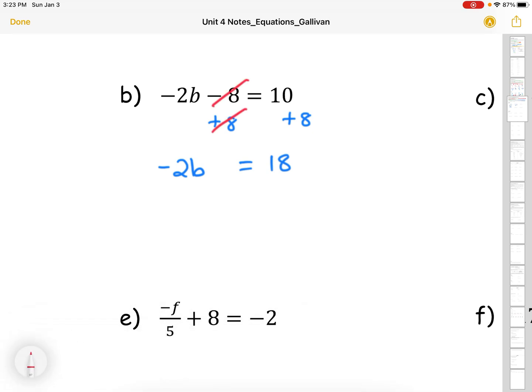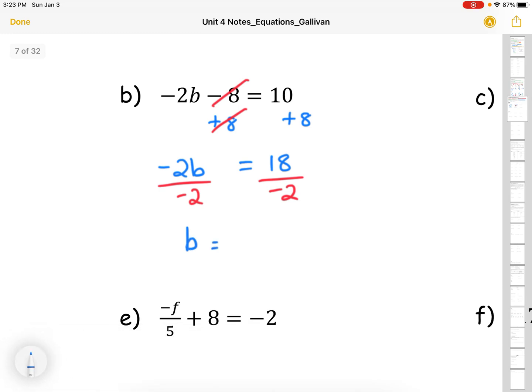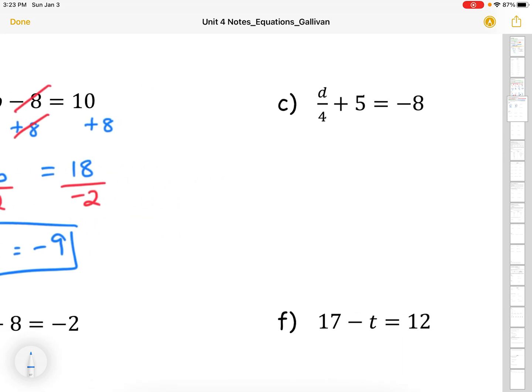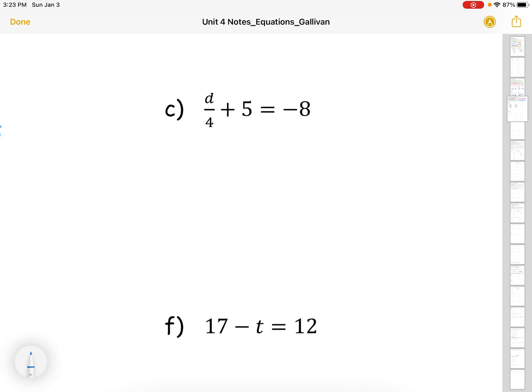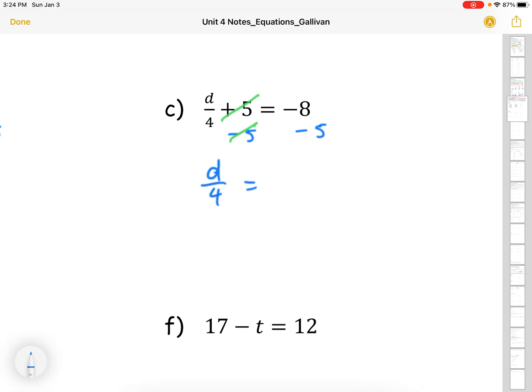And remember, minus 8 plus 8 equals 0. Then we're going to divide both sides by that negative 2. And I will get b is equal to, well, 18 divided by negative 2 is negative 9. Okay, now here, again, don't worry about that over 4, because the first thing we're going to do is we're going to minus the 5 from both sides. When we do that, plus 5 minus 5 is equal to 0. So I'll get d over 4 is equal to negative 8 minus 5. So negative 8 minus 5 is equal to negative 13.